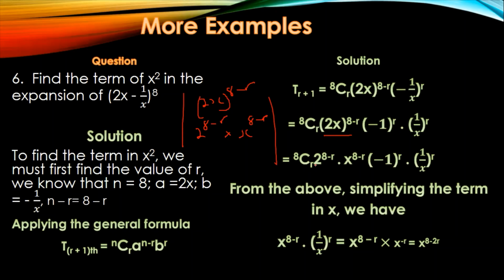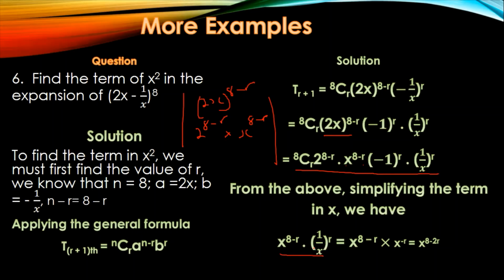So breaking down, you will see that it gives 2 8 minus r. This dot, of course, means times x 8 minus r dot this and dot that. So you see, we've broken them down. Now what do we do? From the above, we simplify the term in x. Simplifying the term in x is that we bring all those terms here that have x. So the first one is x to the 8 minus r, and the second one is 1 over x. So we do that, and that's what we brought out here.